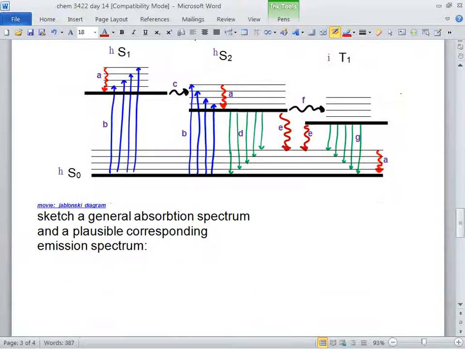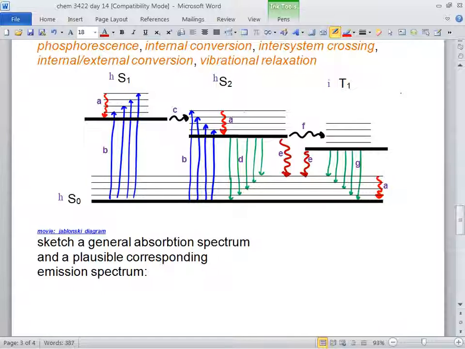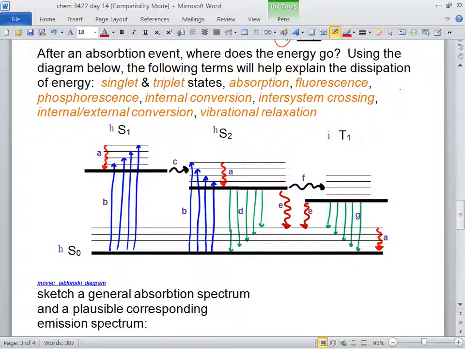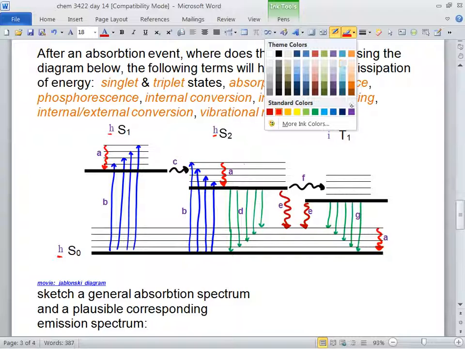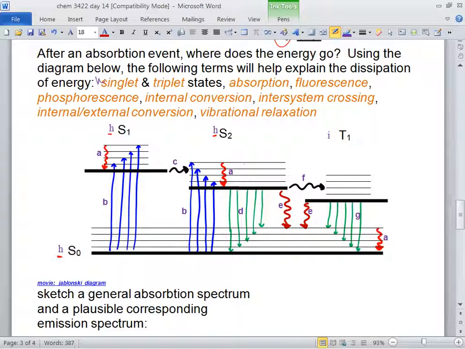Okay, so let's see if we can throw some words on here. Let's see. Singlet and triplet states. Singlet state would be, see the game we're playing? All the singlet states have a letter H by them. So we just write H up here. Could write it in purple to make it match. Triplet, everybody. Letter I's.